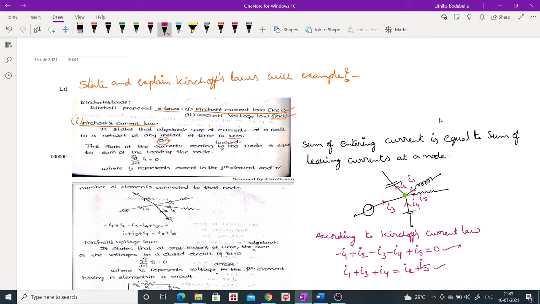So like this, you can explain Kirchhoff's current law. According to Kirchhoff's current law, the algebraic sum of currents meeting at a node is equal to 0. Or, at a node, the sum of currents entering the node is equal to the sum of the currents leaving the node. Okay, so let me go further.